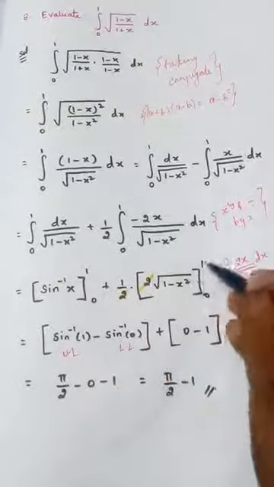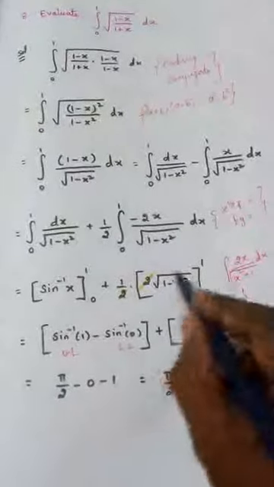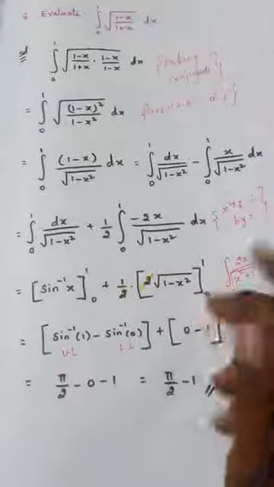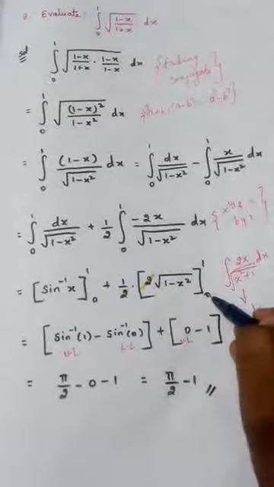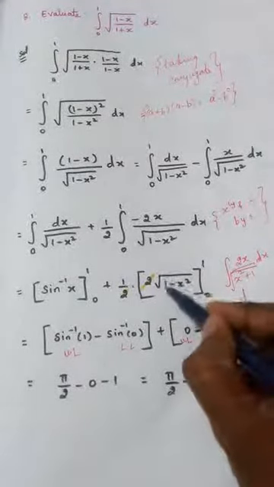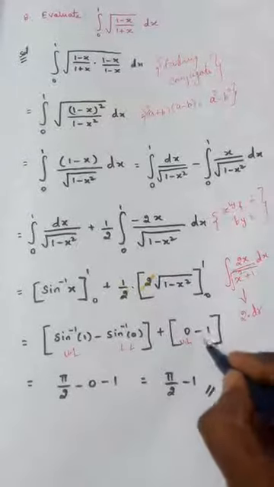Now applying the upper limit. 1 minus 1 is 0. Root 0 is 0. So 0 is called the upper limit, minus, put 0 here, only root 1 will come. Root 1 is 1. So this is called the lower limit.